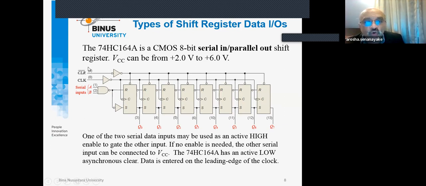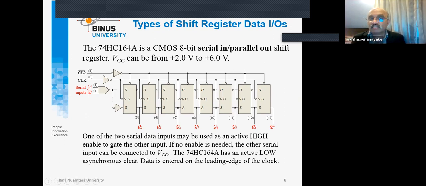Active low. So clear signal, as far as it is low, means it is 0 volts. Normally we consider 0 to mean that no matter the data you may send through serial inputs, all will be cleared as far as the clear signal is activated. The clear signal should be deactivated if we want to transmit data. That's very important. So as you can see, it is an active low, asynchronous clear.